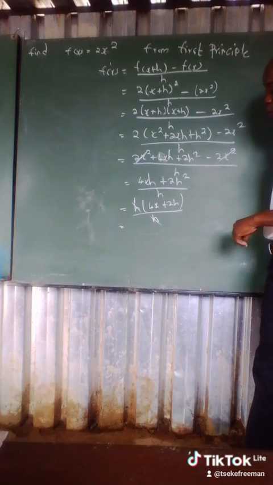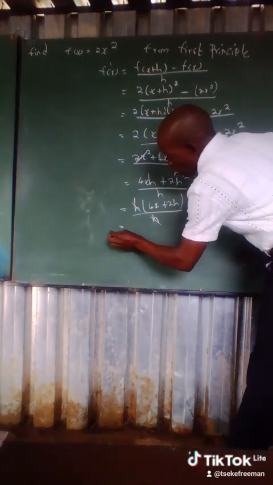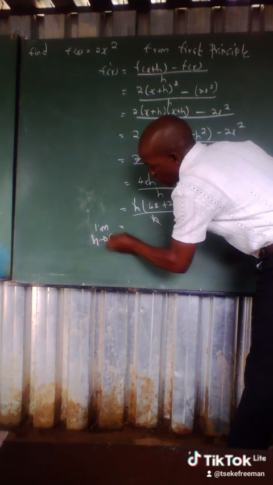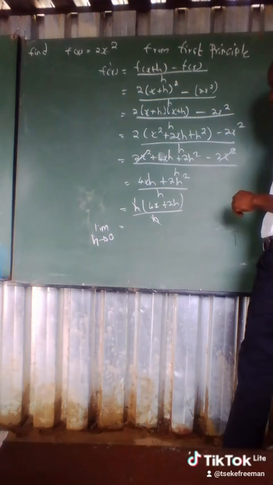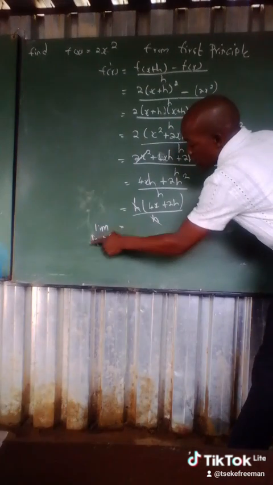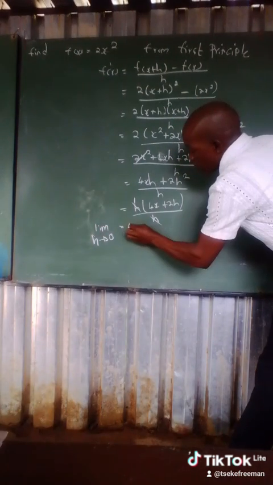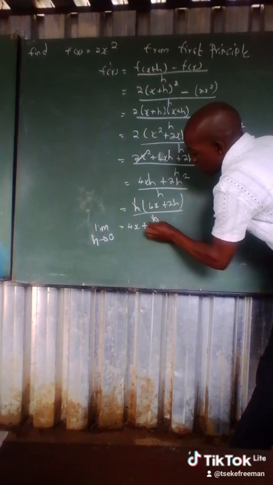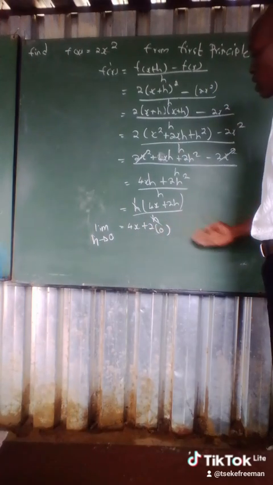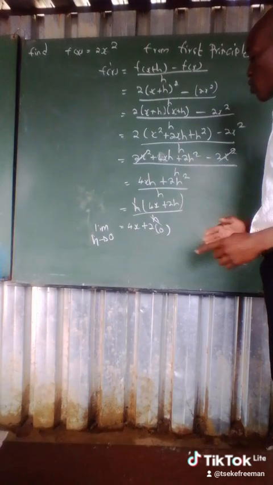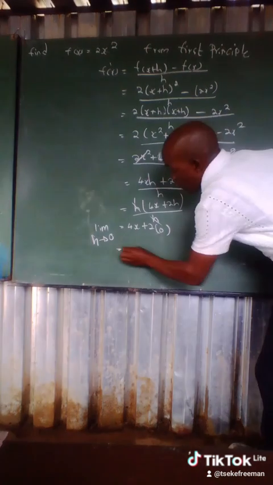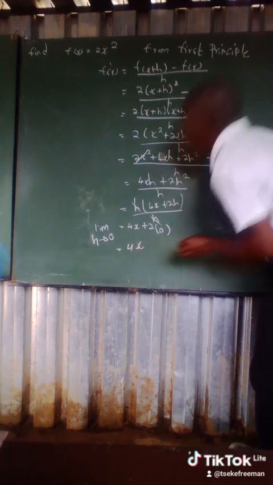Right now, what I'm going to do is write you something new. This is the limit where h approaches 0. When they say limit where h approaches 0, it's going to be 4x plus 2 into 0. 2 into 0 doesn't make any difference, and any number multiplied by 0, you get 0. 0 multiplied by any number, you get what? 0. Now, our final answer is 4x.